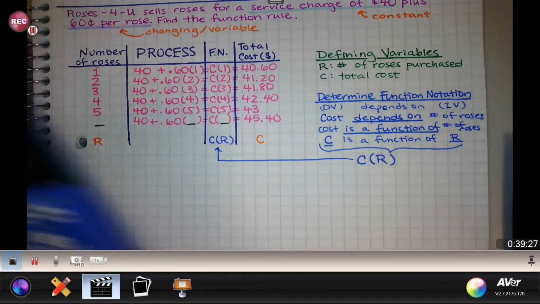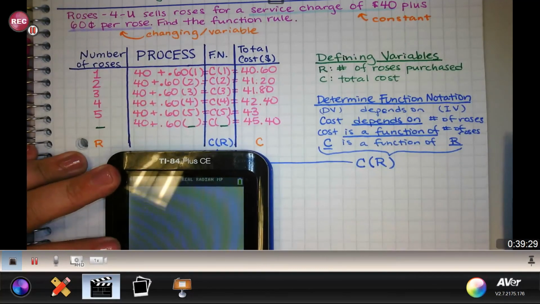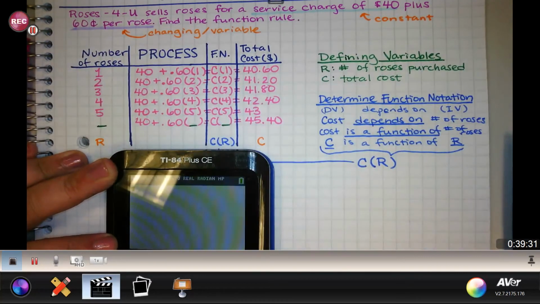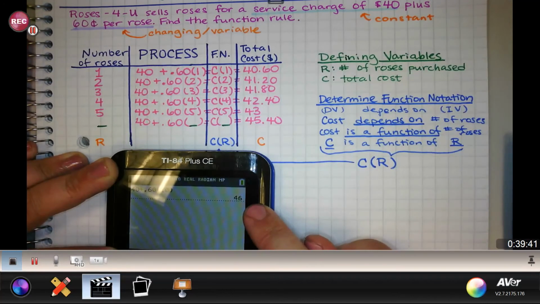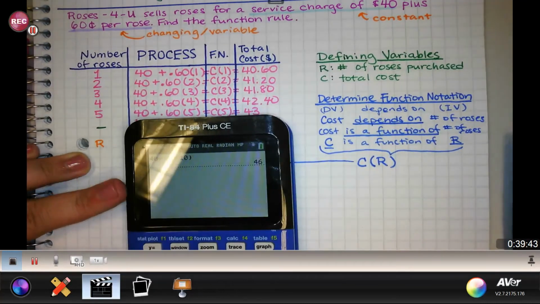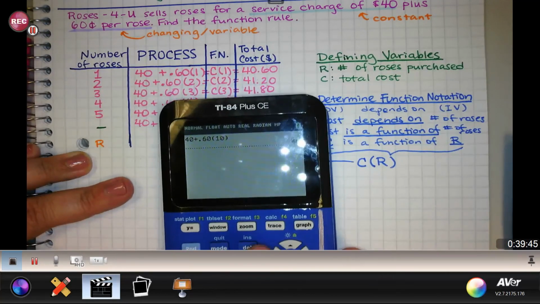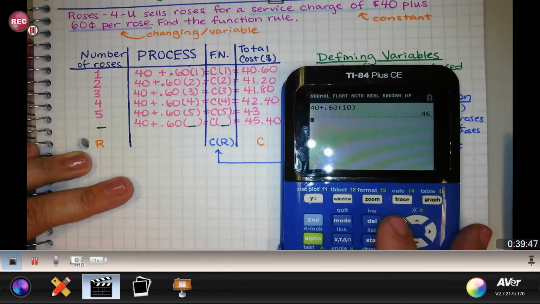Okay, and so you would just start doing some guess and check. The last one we did was 5, so 40 plus 0.60 times, let's say 10. Okay, that's $46. If you can see there's glare, sorry. That is too high. And actually, that's really close. It's just too high.